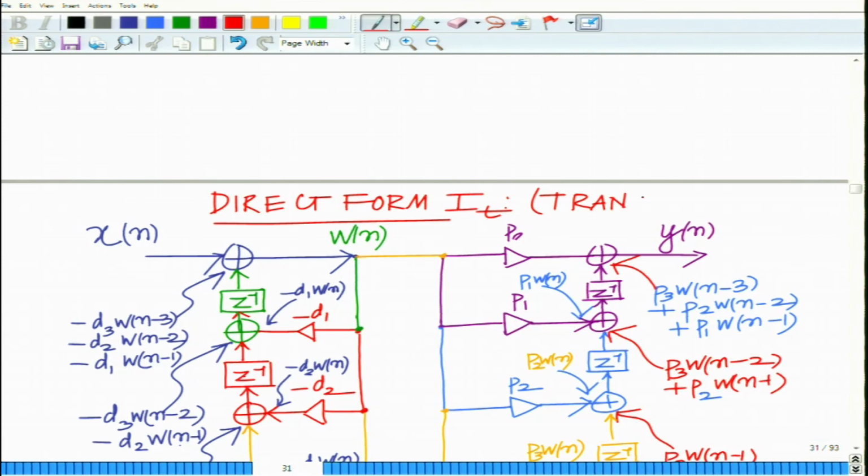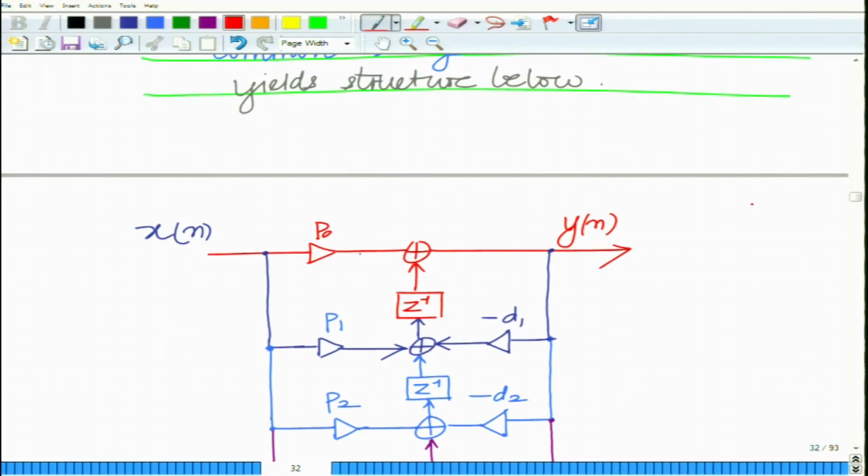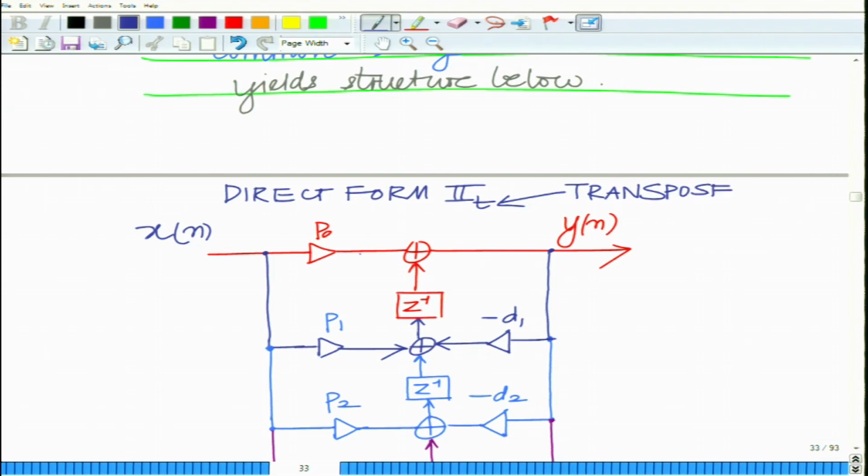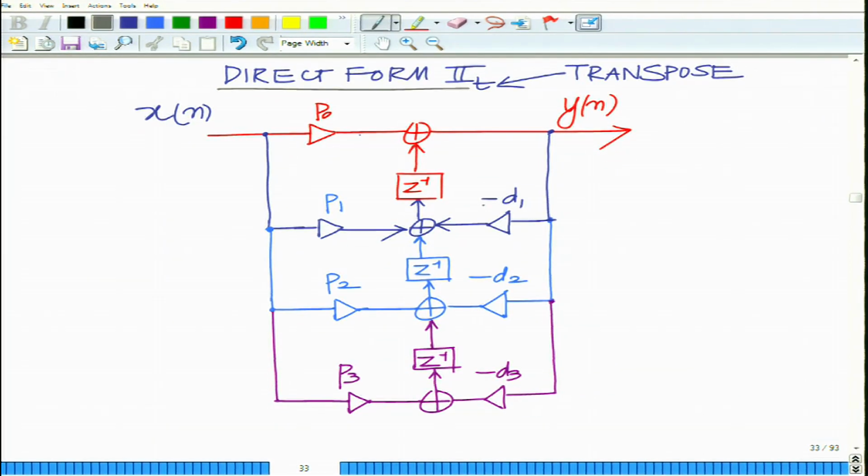So, this is the transpose structure that is denoted by this T in the subscript, and what we have over here is your direct form 2 transpose. And this T in the subscript denotes the transpose, okay.